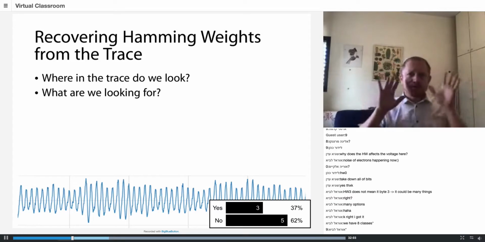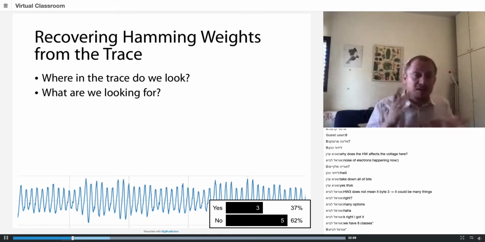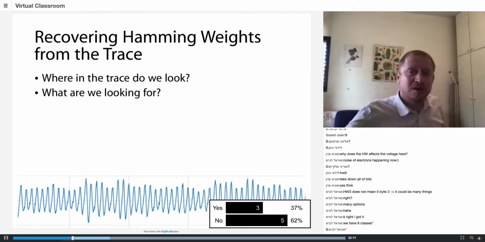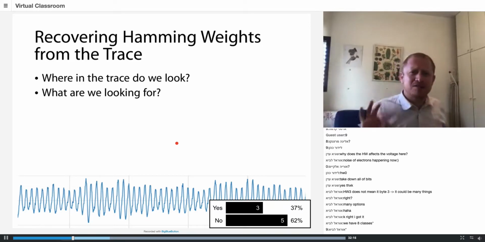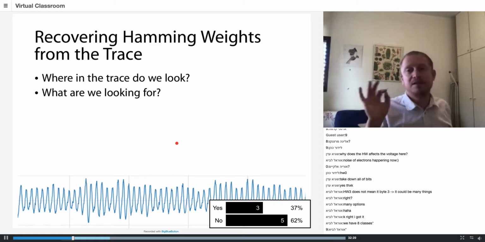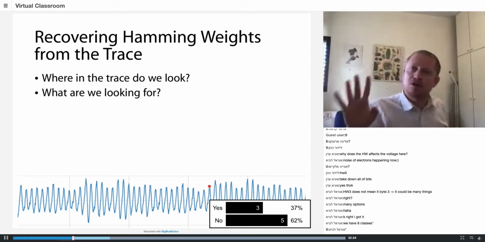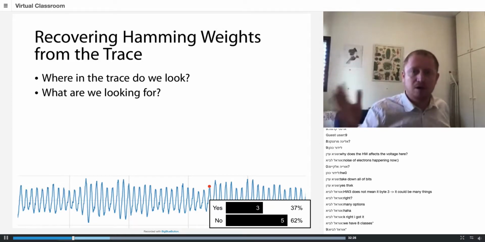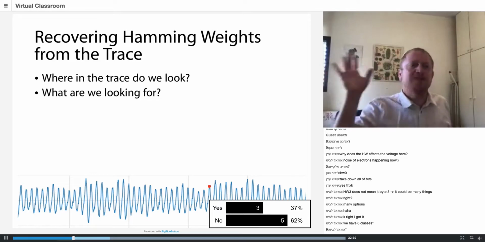So, some very basic signal processing, and I think those of you who learned statistics might find something that you learned before that will teach you. I'm going to be very briefly talking about something called template attacks, and this is a way of recovering Hamming weights from the trace. Again, I know where to look. I found out somehow where to look, and I just want to find out what is the Hamming weight of one state value.